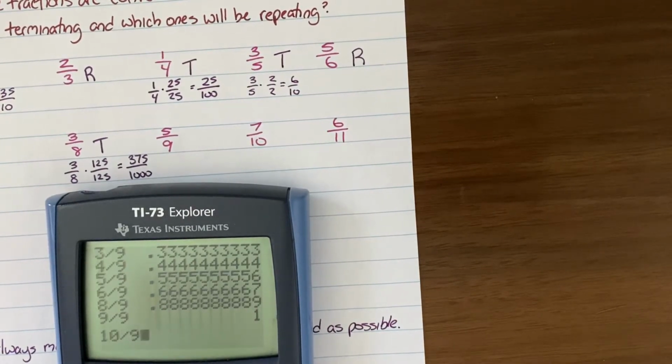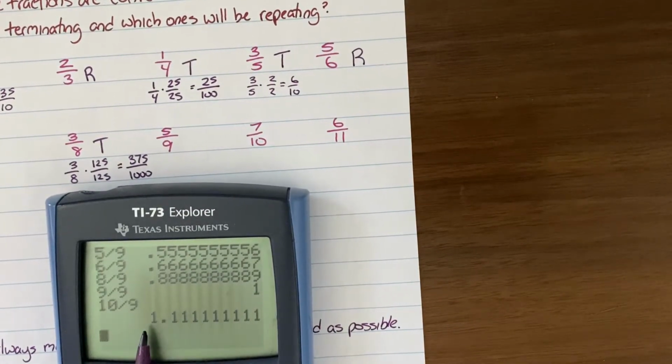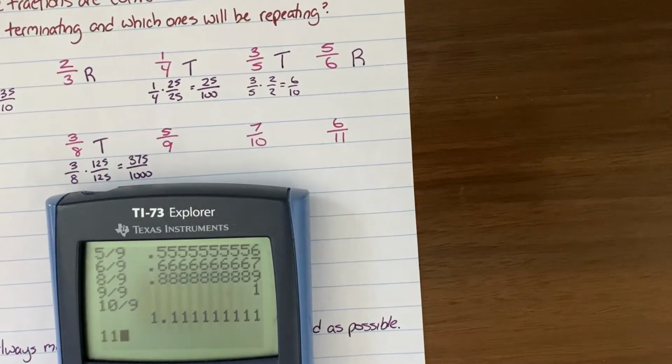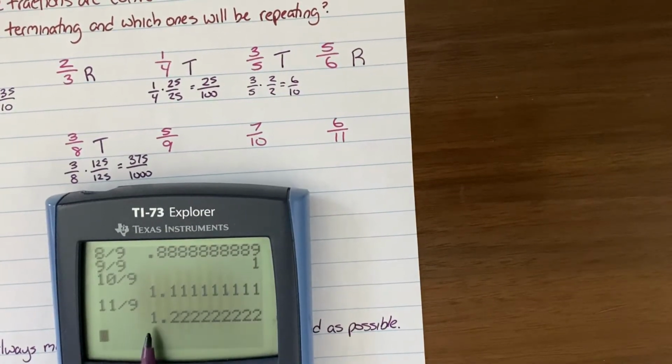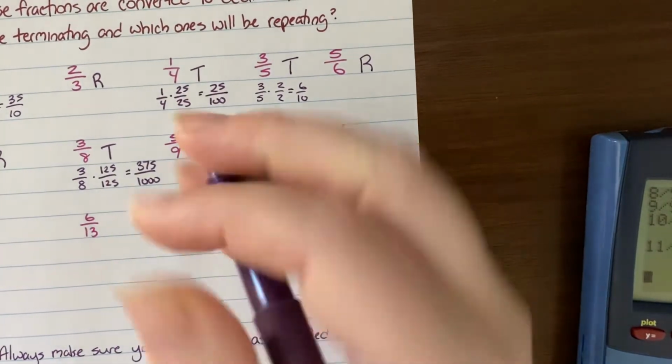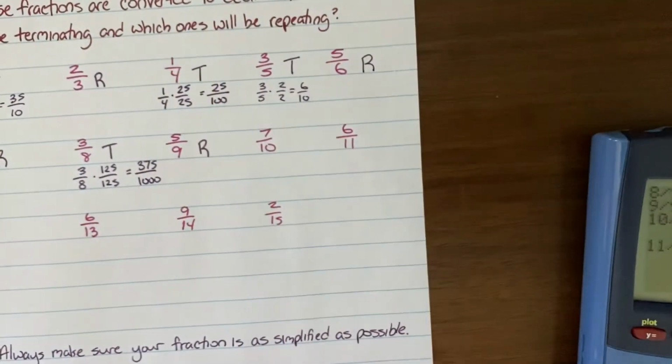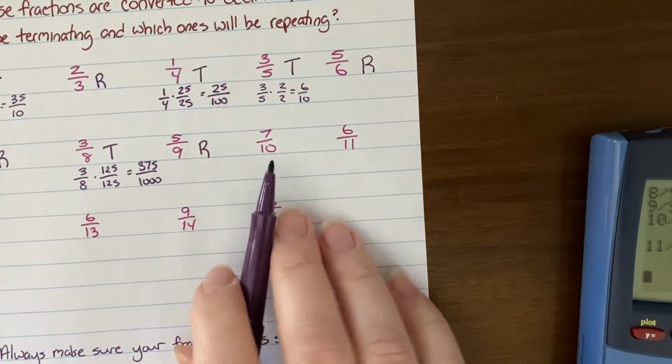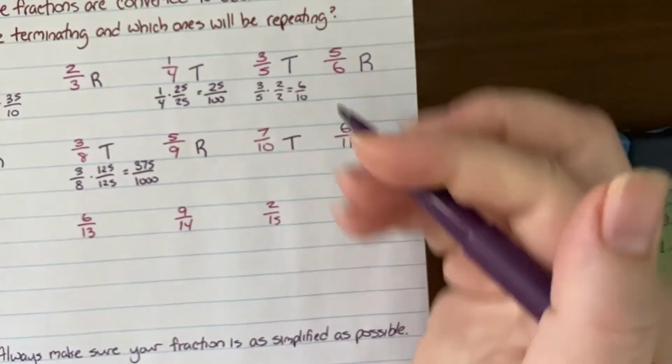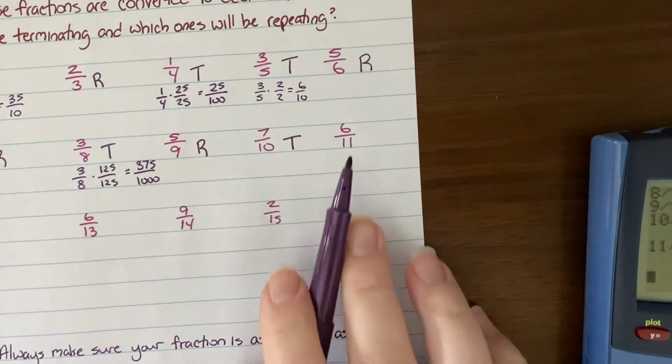What happens if I go 10/9? Oh, a whole number, 0.1 repeating. 11/9? A whole number, 0.2 repeating. Very interesting, these nines. Okay, so a denominator of 9 will be a repeating decimal. 7/10, obviously that's going to be terminating. It's already a power of 10.